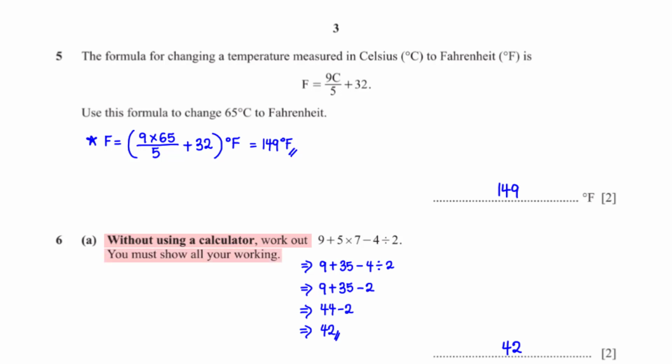Without using a calculator, work out 9 plus 5 times 7 minus 4 divided by 2. You must show all your working. First, we do the multiplication. So 5 times 7 is 35. Then we do the division. So 4 divided by 2 is 2. Now that we have only addition and subtraction, we start simplifying from the left. So 9 plus 35 is 44. And 44 minus 2 is 42.